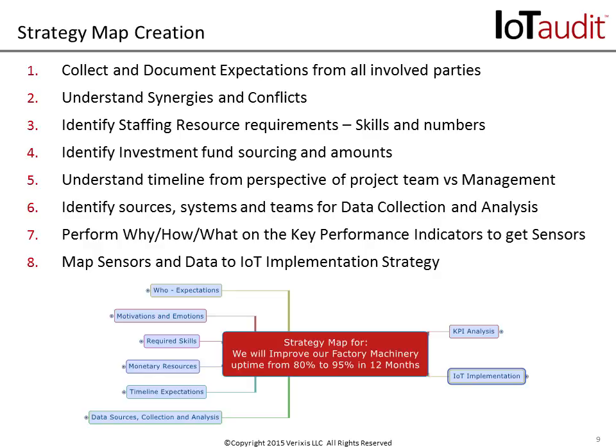We're going to develop the sources and systems and teams for the data collection and analysis, a very important step because we're going to look at existing infrastructure data and some operational intelligence you'll have that will marry into your IoT implementation data analysis. We're going to then perform the why, how, what analysis on the key performance indicators to get the sensors that we're going to need to collect that infrastructure data. And we're going to map the sensor and our data collection analysis over to the IoT implementation strategy.